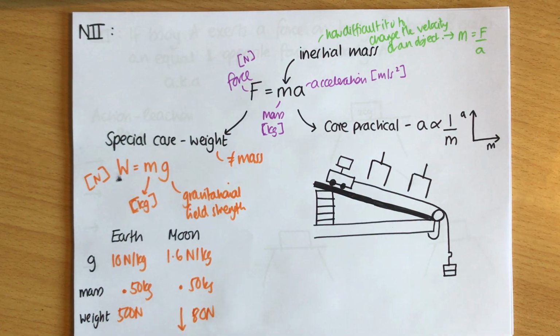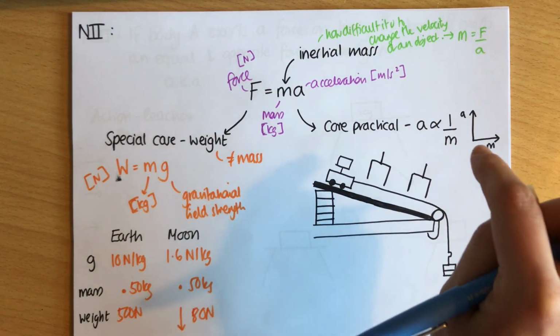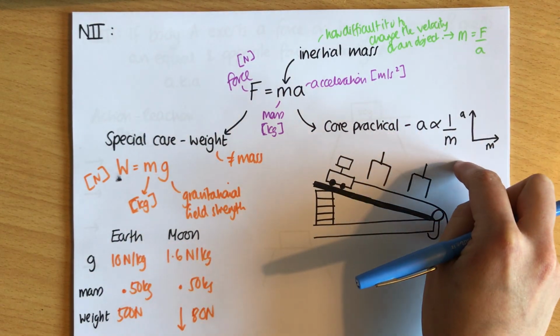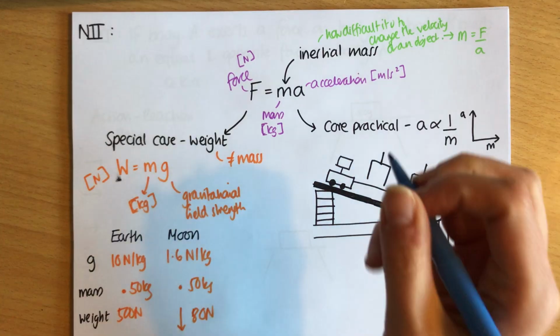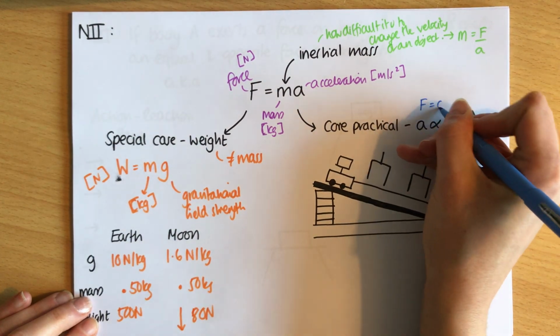The final thing to have a look at here is the core practical that you need to know about for this equation for Newton's second law. And the core practical is the one that I do is looking at the relationship between acceleration and mass. And to do that, we need to keep force constant. So that's with a constant force.